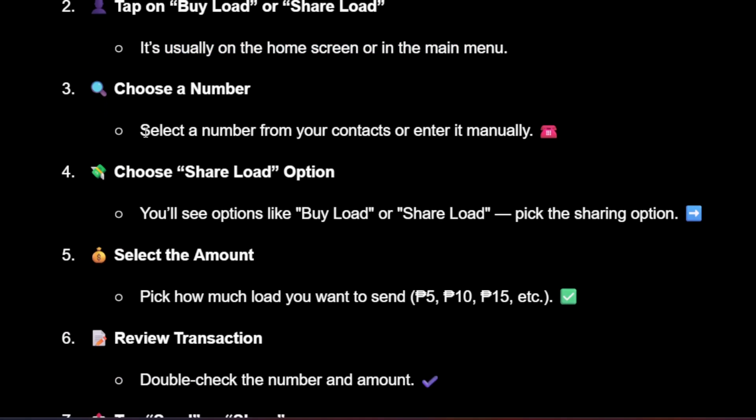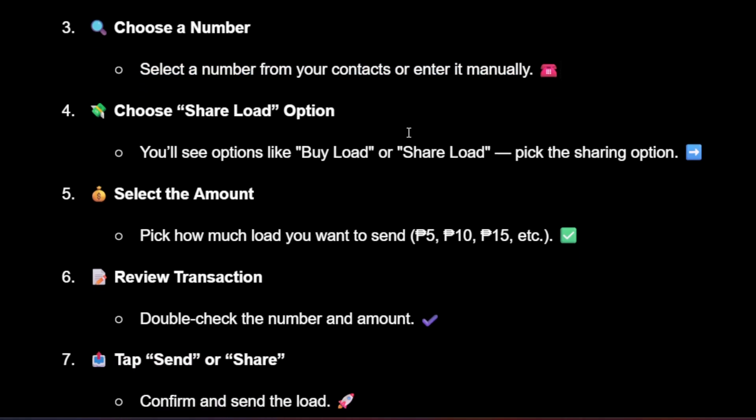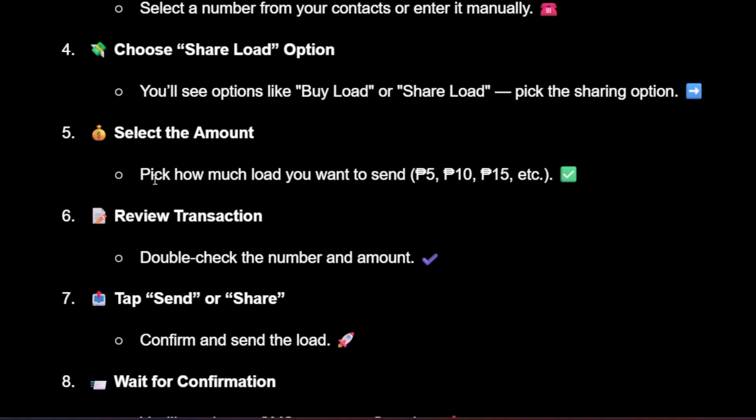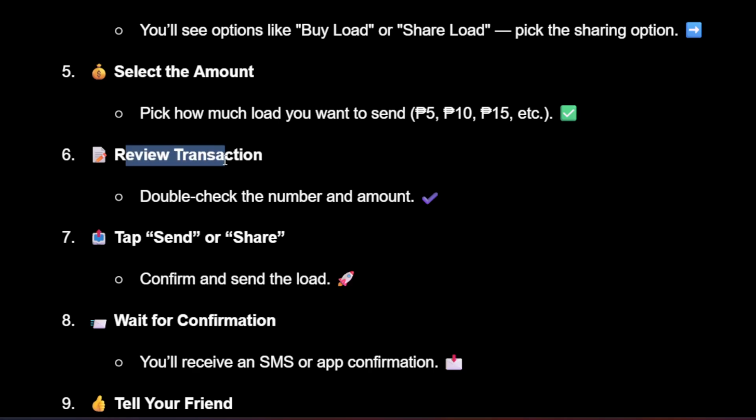You want to choose a number, select a number from your contacts or enter it manually. You will then choose share load as the option. You'll see options like buy load or share load. You want to pick the sharing options. Select the amount, pick how much load you want to send, and review the transaction.